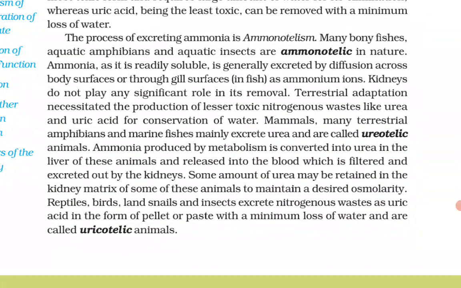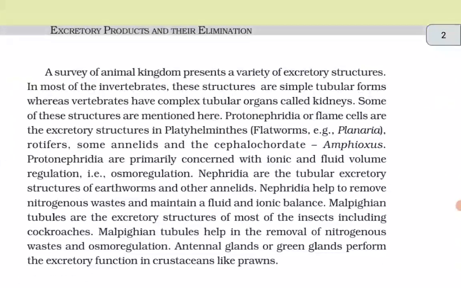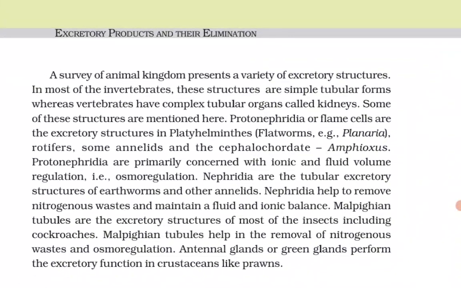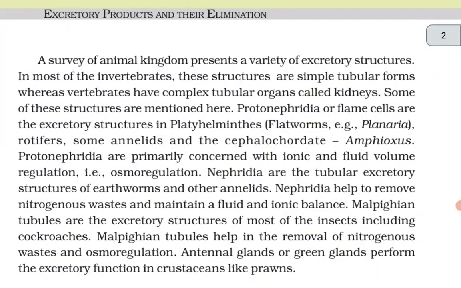Reptiles, birds, land snails and insects excrete nitrogenous waste as uric acid in the form of pellet or paste with the minimum loss of water and are called uricotelic animals. A survey of animal kingdom presents a variety of excretory structures. In most of the invertebrates, these structures are simple tubular forms, whereas vertebrates have complex tubular organs called kidneys.